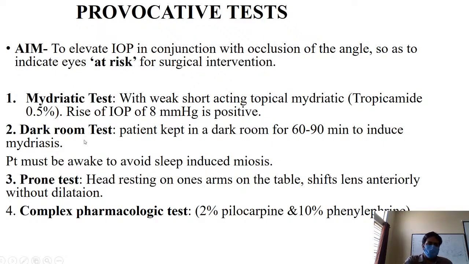If there is an increase in IOP of more than 8 millimeters of mercury, that means it is positive. But what is the drawback? Most of the patients go to sleep, and that induces miosis, and your test is false negative. Other tests are the prone test and the complex pharmacologic test.